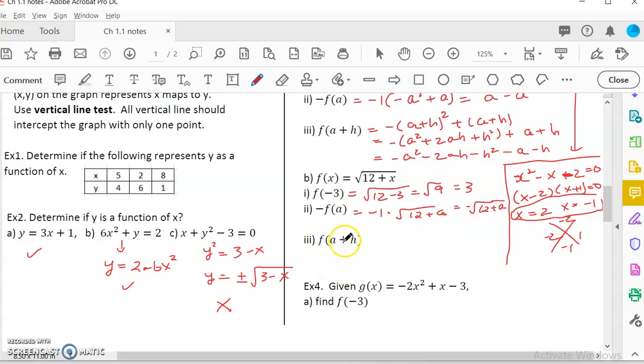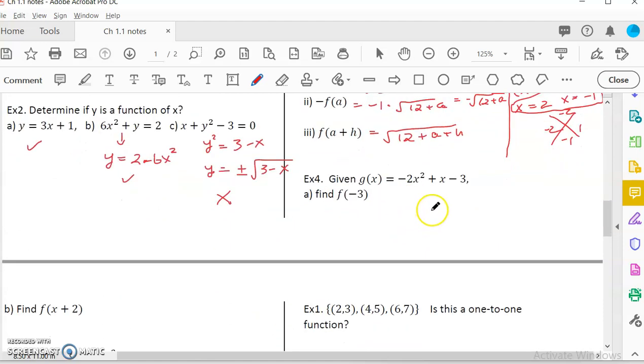What about f of a plus h? That would be 12 plus x, right? X is a plus h, and that's it. No simplification.